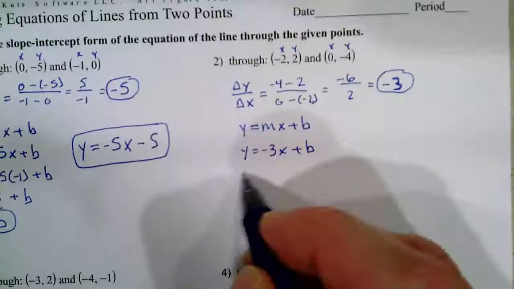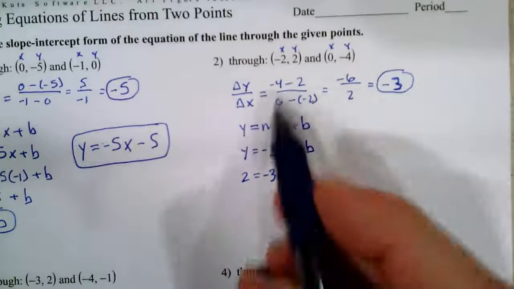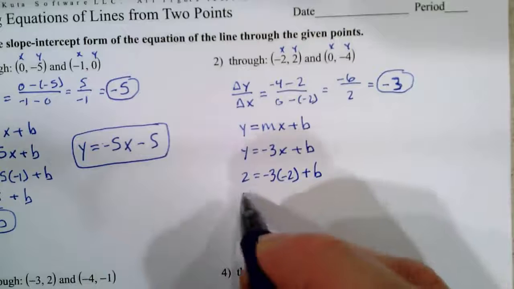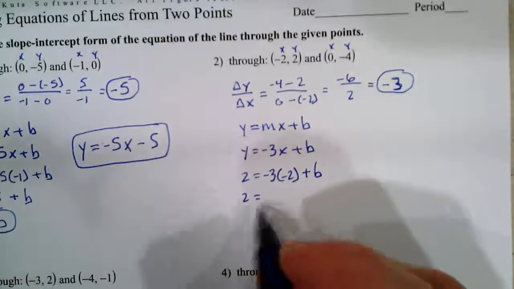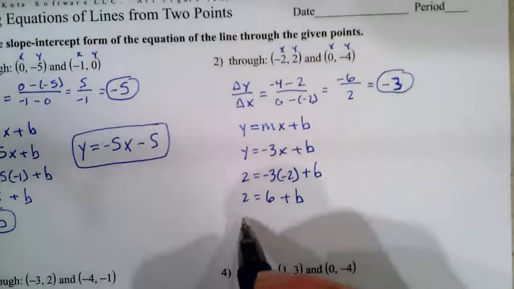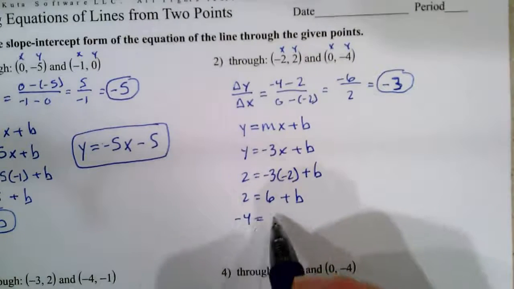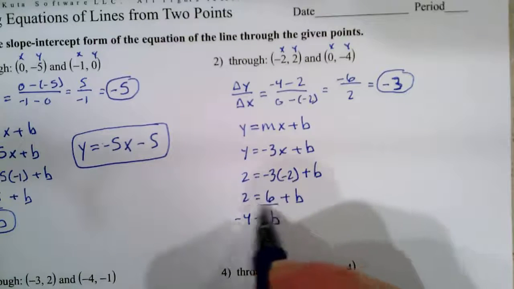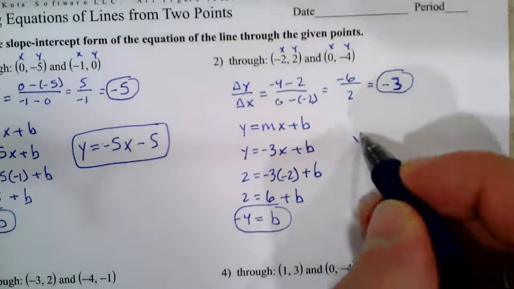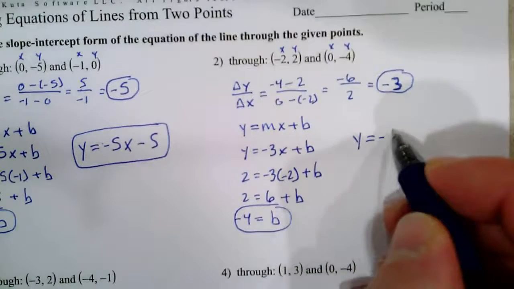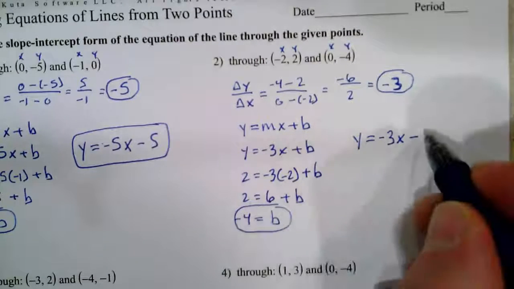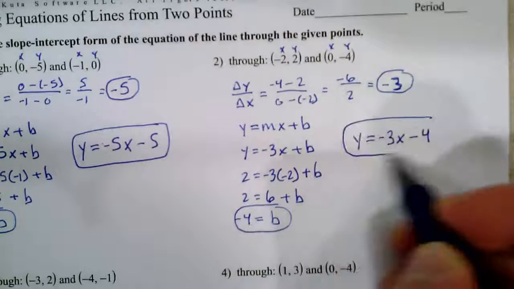So I'm going to replace y with 2 equals negative 3. Replace the x with a negative 2, plus b. 2 equals negative 3 times negative 2 is 6 plus b. I'm going to subtract 6 from both sides. That gives us negative 4 equals b, which, there's our negative 4. So our equation, y equals m, that's our slope, negative 3x, plus, and since this is a negative 4, I'll write it as minus 4.